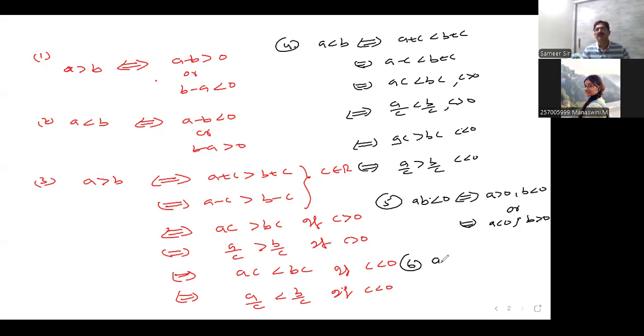In the same way, suppose I write here AB is less than or equal to 0. This is the same as this one. But if I write here A by B less than 0, B cannot be 0 now. You can write A is negative, B is positive. Here, do you have any doubt? No?